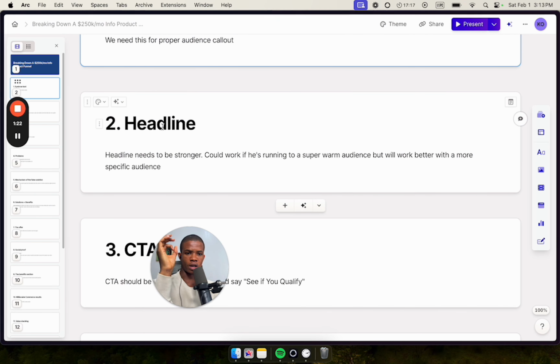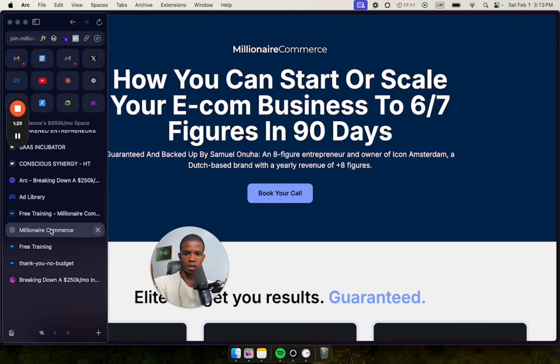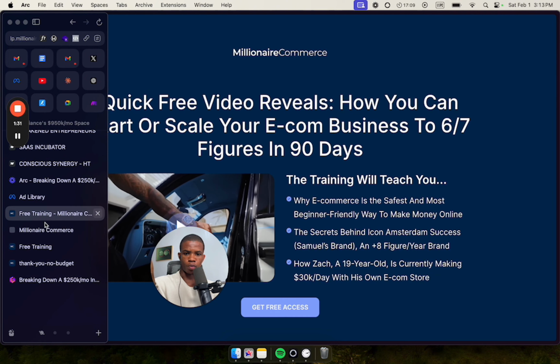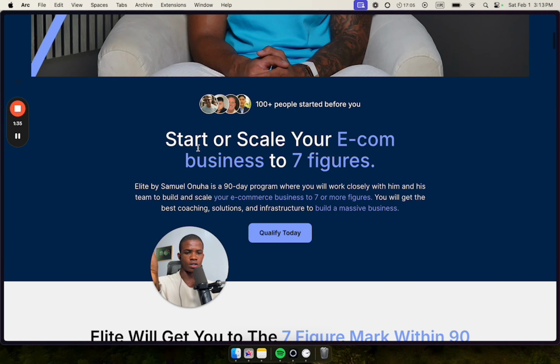Now, the next one is the headline. So the headline needs to be a lot stronger, right? This headline that he has obviously could work if he has an extremely warm audience. But the problem with that is that not everyone is going to be, he's running ads to this. This could be a retargeting ad. But at the end of the day, if you're running a retargeting ad, he might be targeting some people that hit his YouTube, or even some people that might have come to his Instagram, right? Because retargeting is basically targeting people who have already shown interest in what you're trying to sell, right?